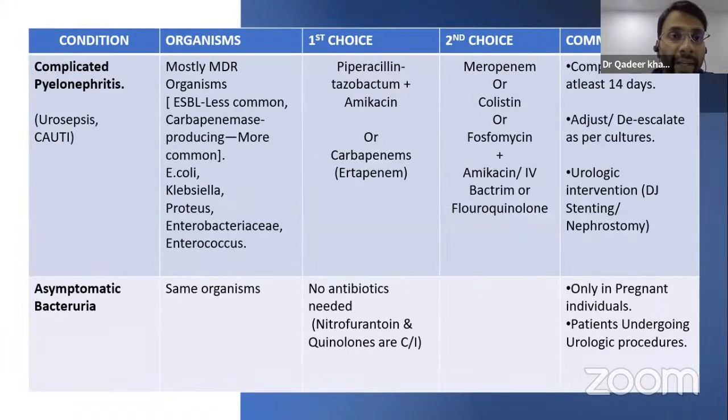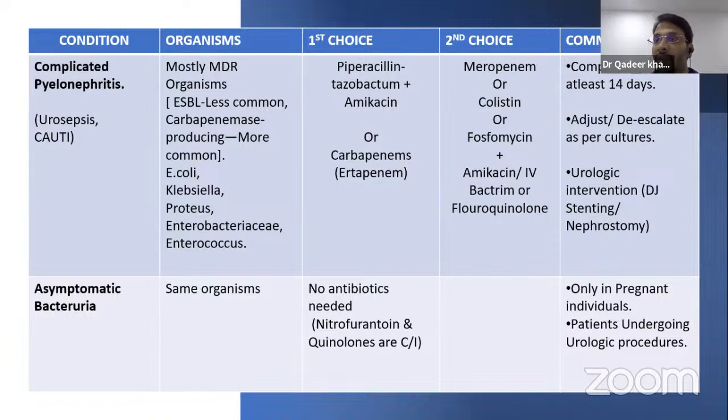If it is complicated pyelonephritis, mostly ESBL producing organisms, these are carbapenemase producing. So E. coli, Klebsiella, Proteus, Enterococcus, start with the BLBLA combination or directly with a carbapenem. And if the patient is in shock, we can start with polymyxin or amikacin. But we should also consider in this scenario that these are two nephrotoxic drugs, before starting either a carbapenem or going ahead with polymyxins.